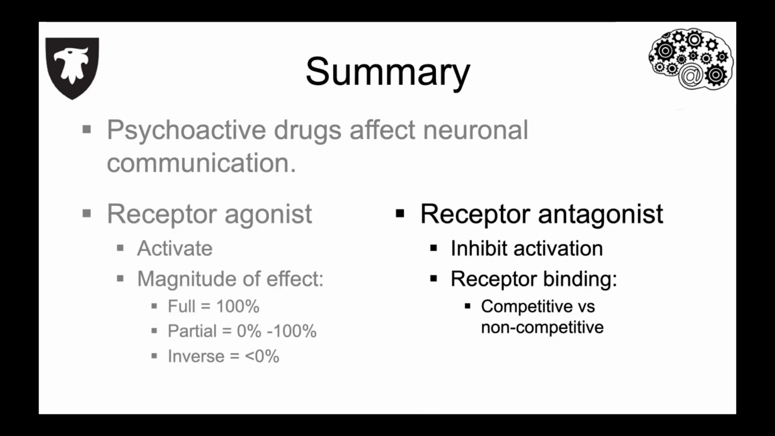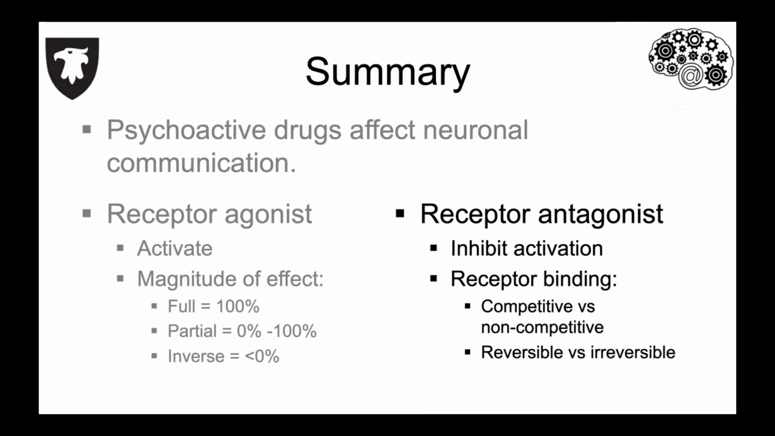Non-competitive antagonists, however, do not compete against the neurotransmitter for the binding site. Instead, they bind to an allosteric site elsewhere on the receptor, causing a physical change that prevents receptor activation. In this case, the overall level of receptor activation is only dependent on the concentration of antagonists present, as the allosteric site can't be occupied by the neurotransmitter.